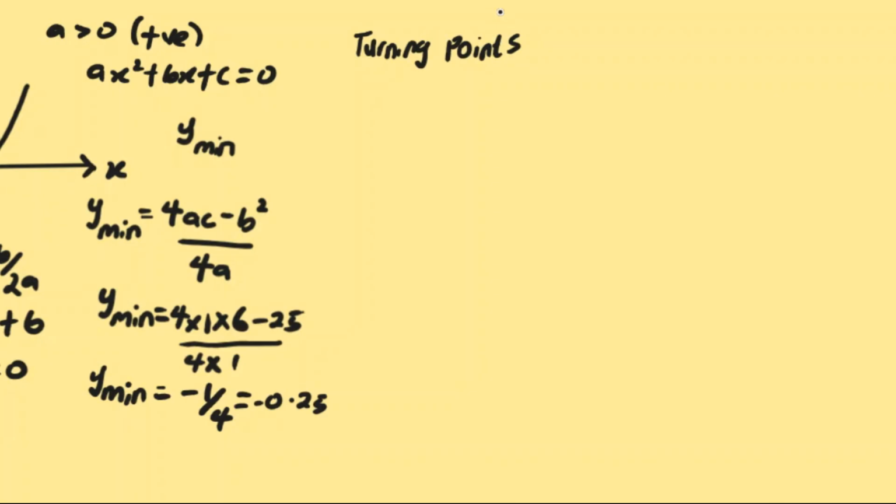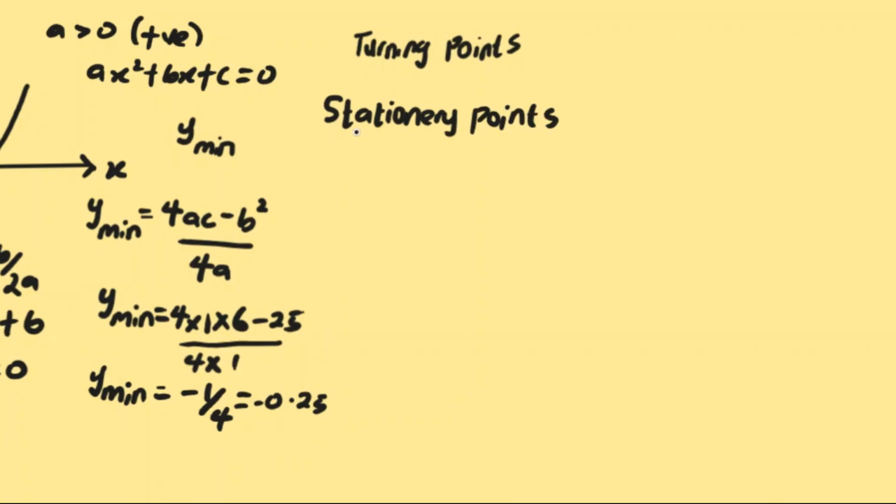Now, one of the first things that you need to know is that maximum and minimum points are turning points. And turning points can also be regarded as stationary points, because in a way, if we are to discuss, okay, let me write that down also. Stationary points.